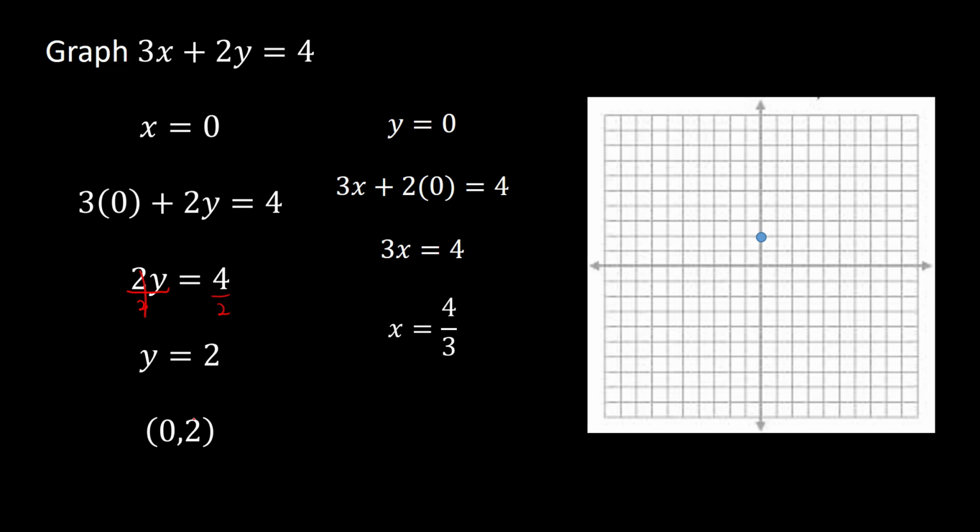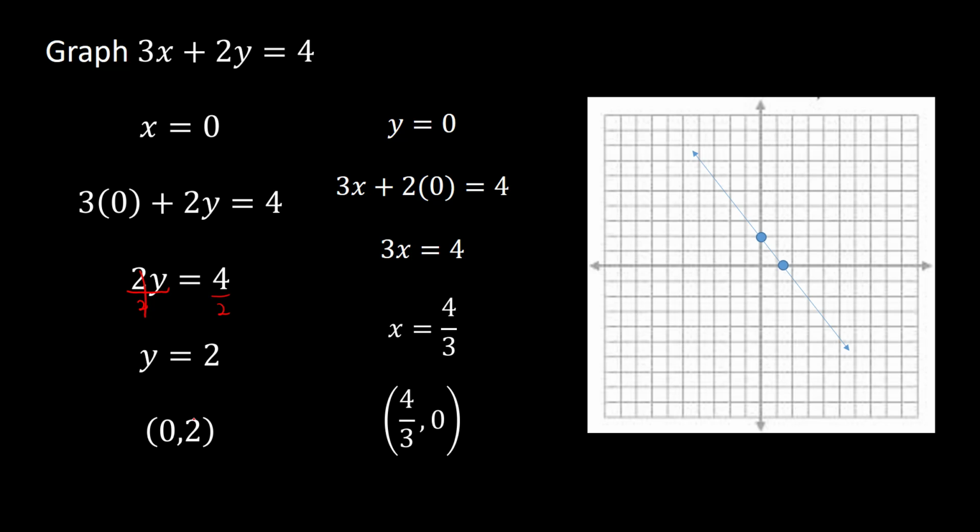So now another ordered pair that we can graph is the point 4/3, 0. When y is 0, x is 4/3. So we could plot that point right there. 4/3 is about 1 1/3. And we connect the dots to get this line right there.